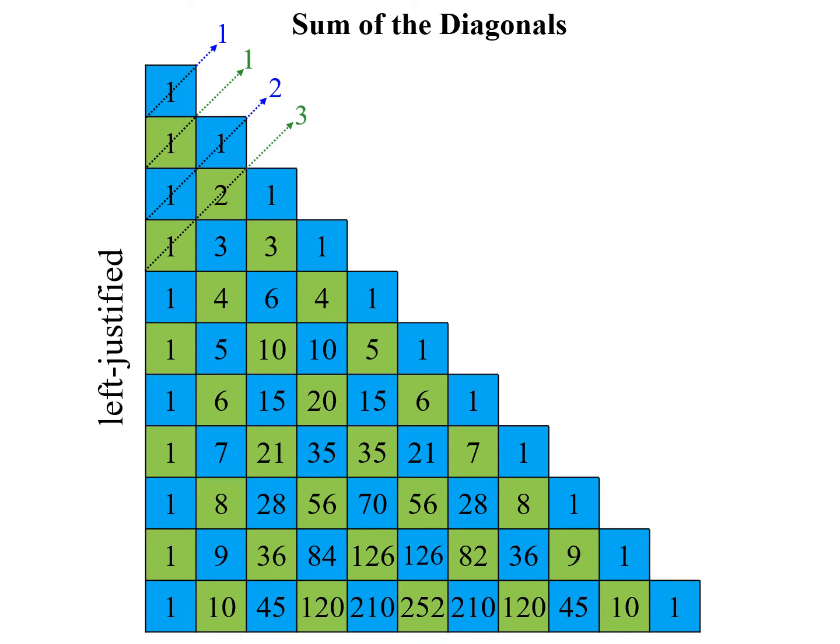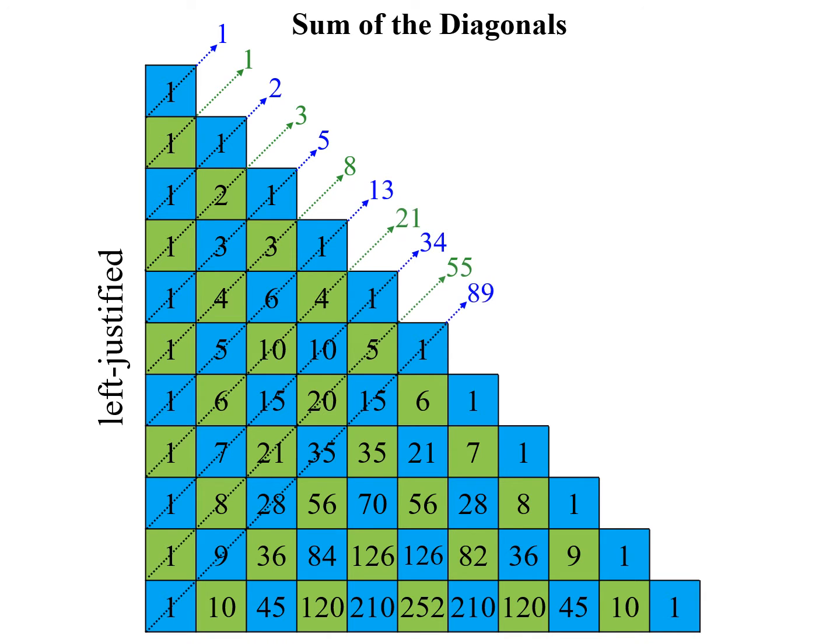1 plus 2 equals 3. 1 plus 3 plus 1 equals 5. 1 plus 4 plus 3 equals 8. We continue with the sums. Look at those sums. They happen to be the Fibonacci numbers.